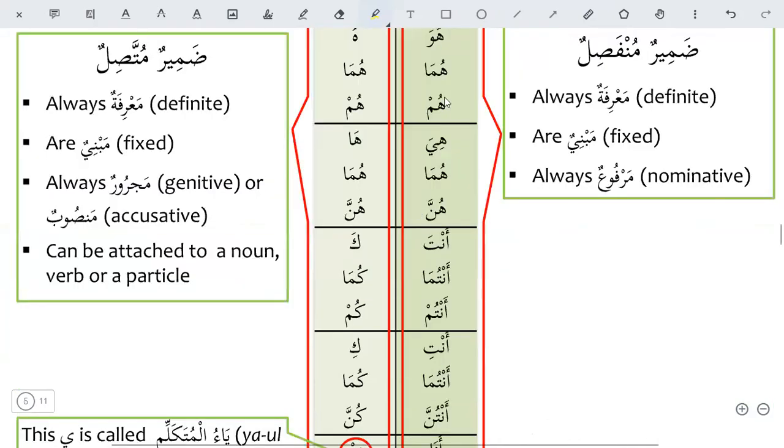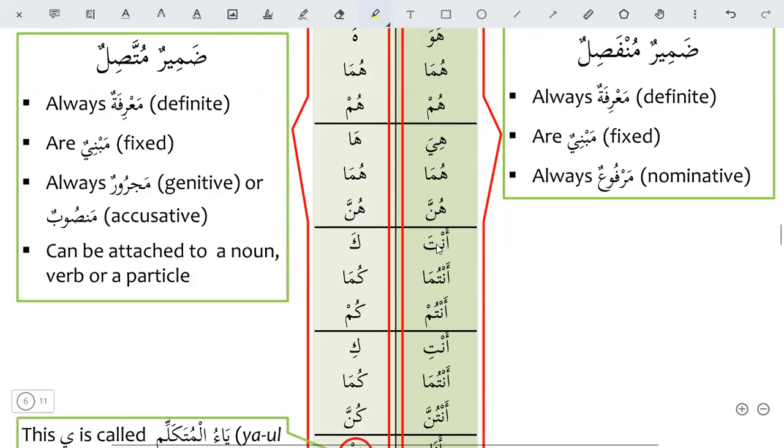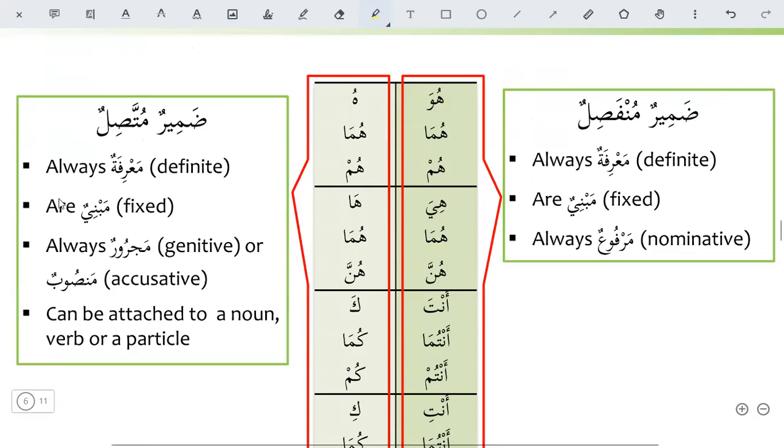This is a comparison. Huwa, hu. Huma, huma. Hum, hum. Hiya, ha. Hunna, hunna. Anta, ka. What is the difference between them? Separate pronouns, ضمير منفصل, are always definite. They are mabni, fixed, and they are marfu, nominative case.